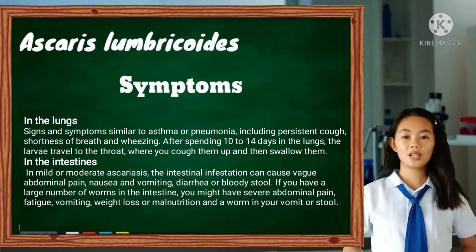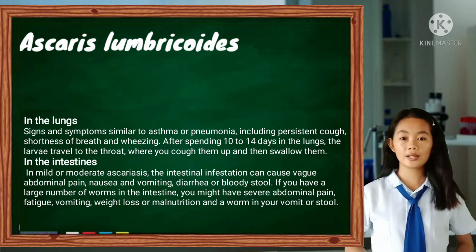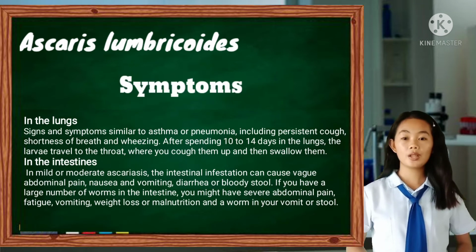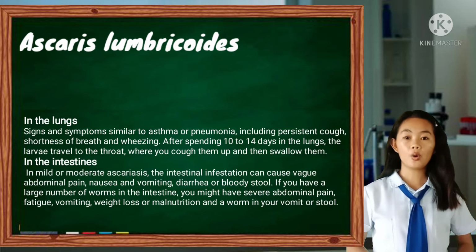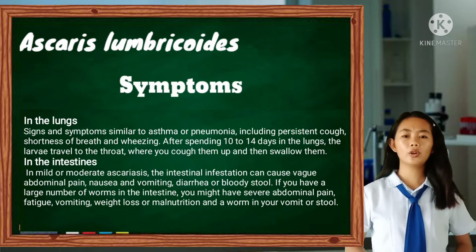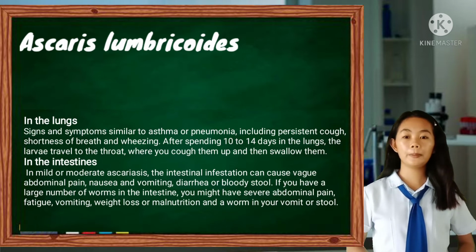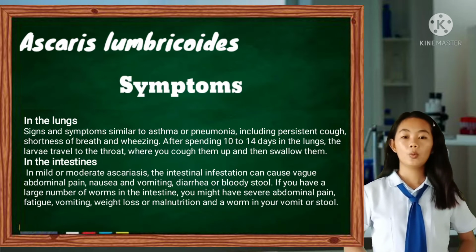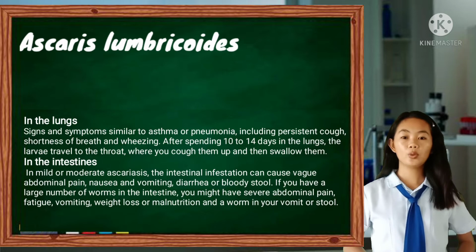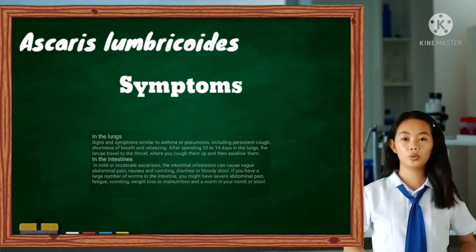In the intestines, in mild or moderate ascariasis, the intestinal infestation can cause fever, abdominal pain, nausea and vomiting, diarrhea, or bloody stool. If you have a large number of worms in the intestine, you might have severe abdominal pain, fatigue, vomiting, weight loss, or malnutrition, and worms in your vomit or stool.